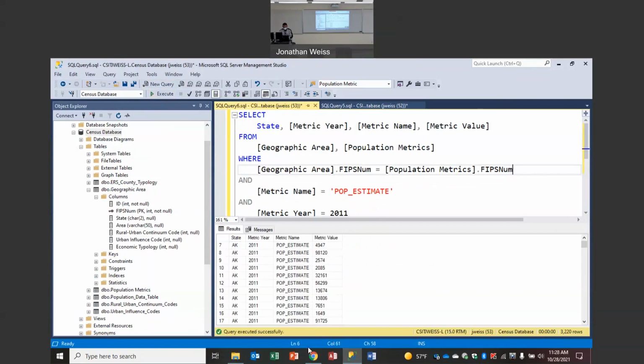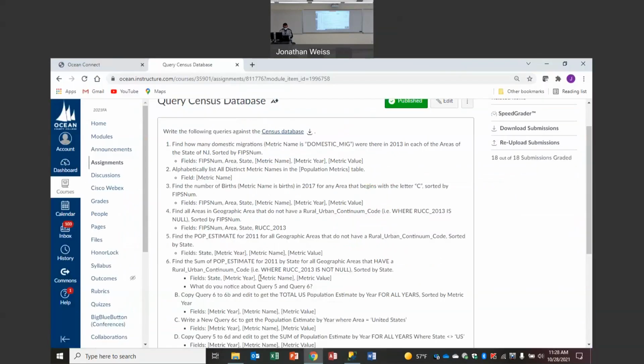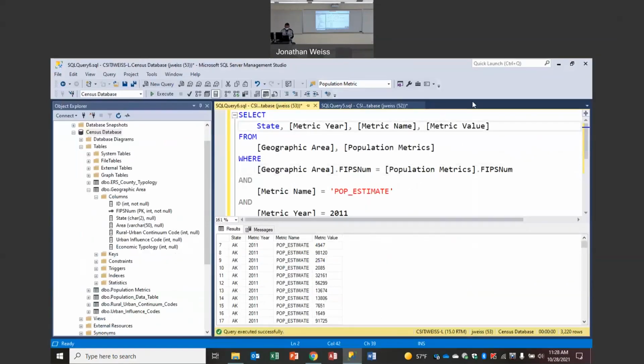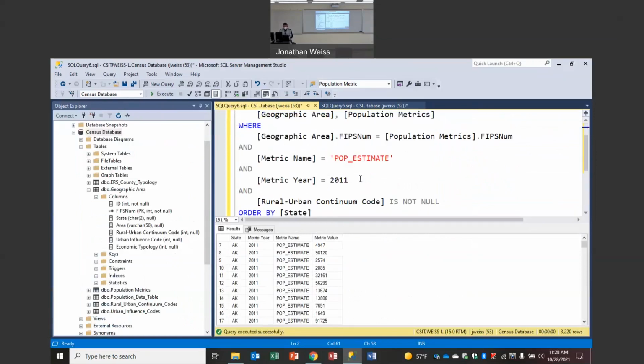And we'll run this. And let me make sure. Yep. Oh, sum. Okay, I'm sorry. We're finding the sum. So let's find the sum. If we sum metric value, we're doing the sum there.